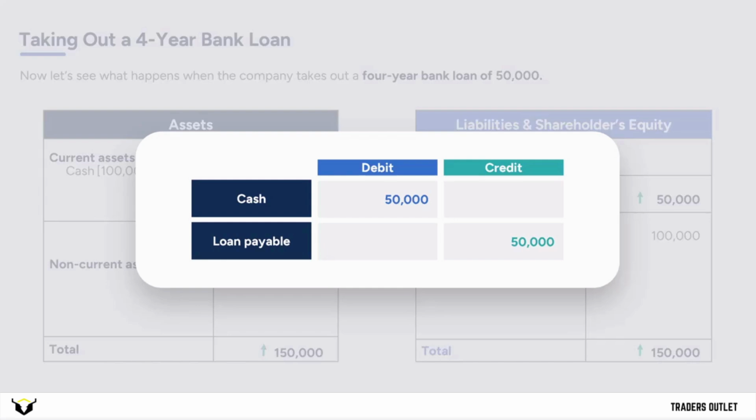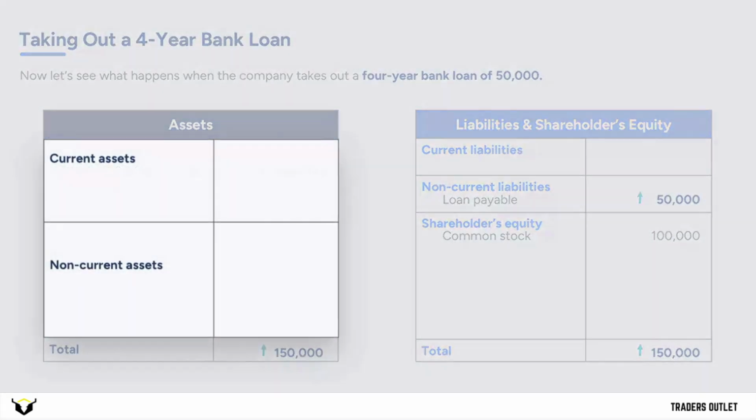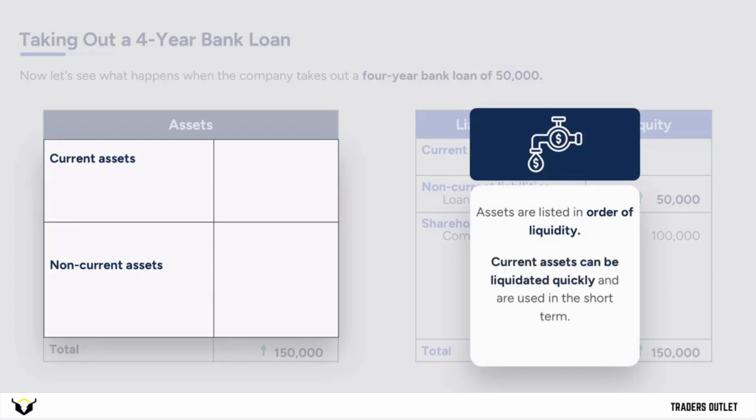Before going to the next transaction, one thing I want to draw your attention to is the identification of accounts that are either current or non-current. I mentioned before that assets are listed typically in order of liquidity. Current assets are those that can be liquidated quickly and used by the company in the short term. Companies expect to use these assets within their current accounting cycle, or typically 12 months.